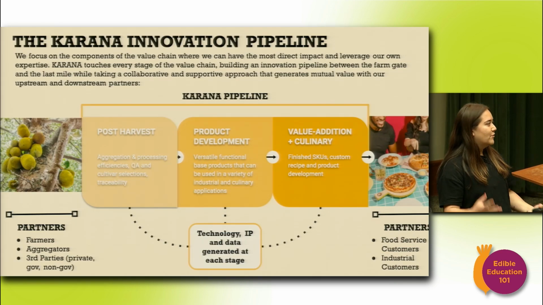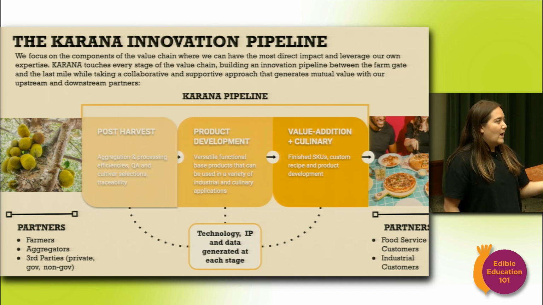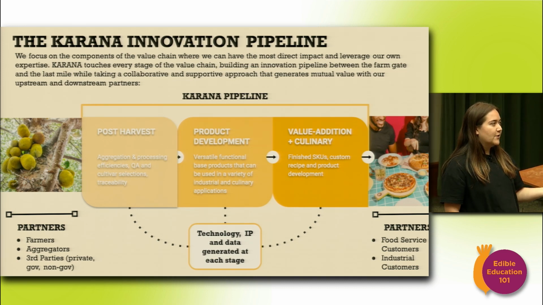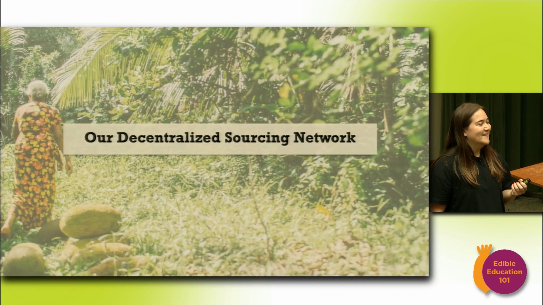So this is kind of just another way of talking about what I just said. We have all these partners, farmers, aggregators, et cetera. We own a lot of the process in the middle there, from everything at the farm gate down through distribution to restaurants at the end of the line. We distribute currently to restaurants and industrial customers. So we'll work with a company that wants to do a direct-to-consumer Xiaolongbao, for example, which is a really fun one we have in development right now.